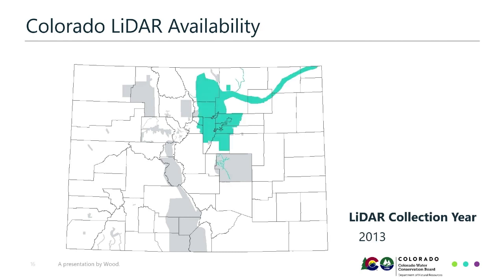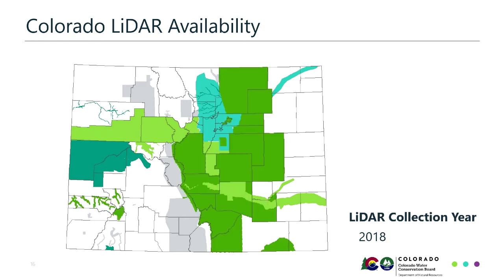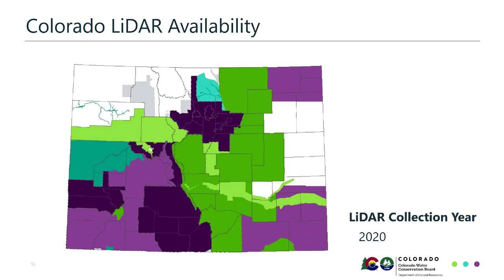LiDAR was then collected in the areas of the 2013 floods, given the stream morphology changed so much. This was needed because now areas that were never in the floodplain are now in active conveyance areas. This LiDAR kicked off the CHAMP program within Colorado, and then as we move through time, there has been a large quantity of LiDAR data that has been collected, and now almost the entire state is covered.